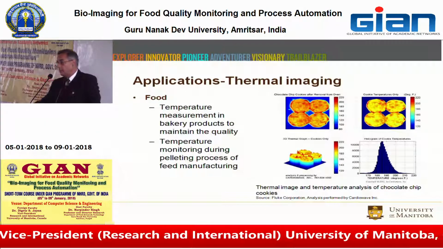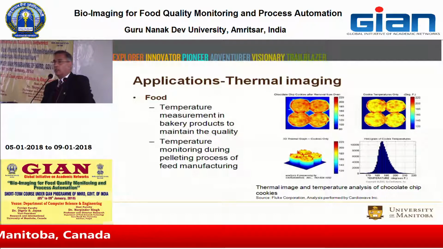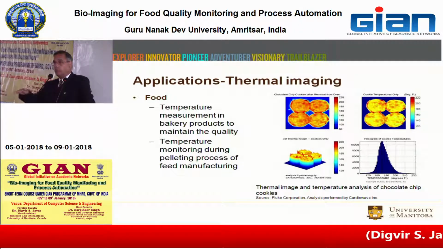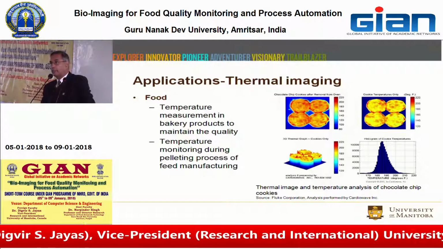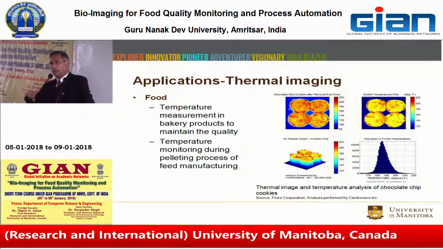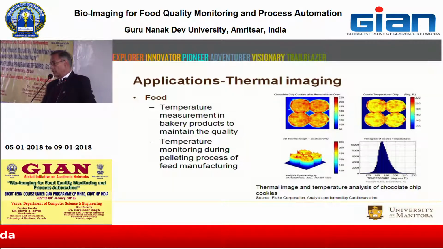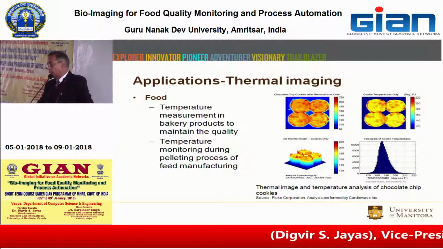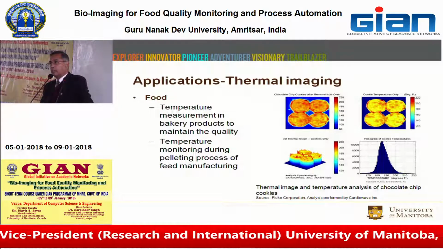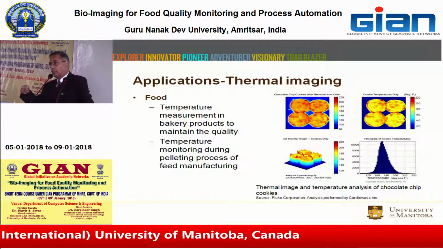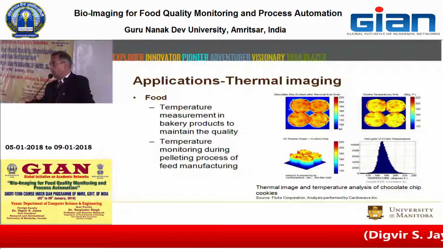Other examples in the food area would be temperature measurement of bakery products to maintain quality, so that you have uniformly heated the bakery products, or temperature monitoring during the pelleting process of feed manufacturing. When you are making the pellets, you want to have a uniform temperature, otherwise your pellet would start disintegrating. The examples given there are thermal images of chocolate chip cookies, where you can identify even the areas where the chocolate chip is missing, or you can identify the uniformity of the heating using the thermal cameras.